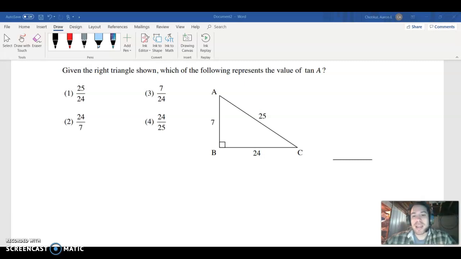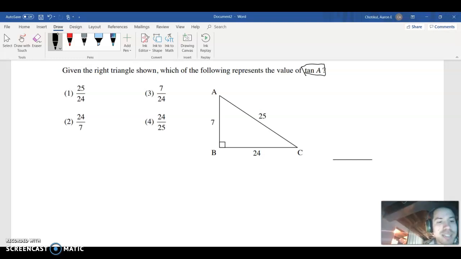Welcome back, guys. What we're going to be looking at now is putting the two previous videos together. So let's look at a warm-up problem to get our brains going again. It says, given the triangle shown, which of the following represents the value of tangent of A?